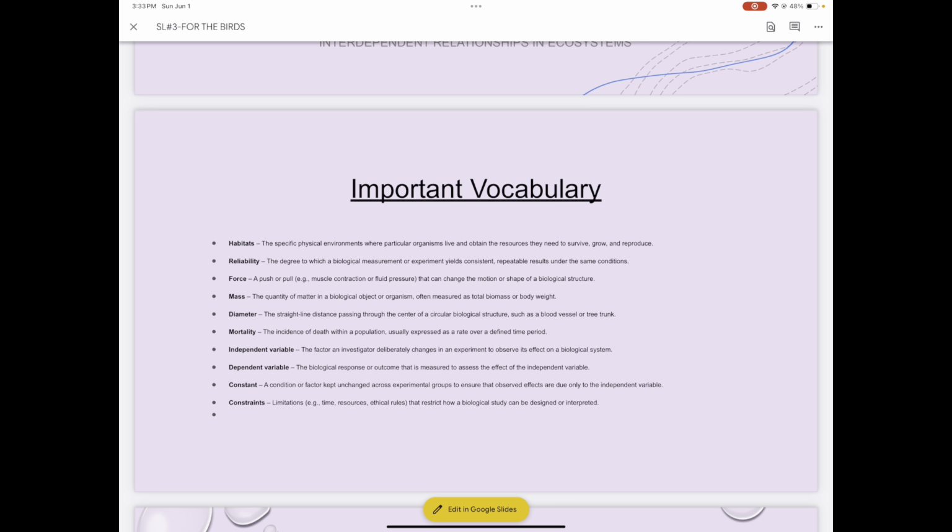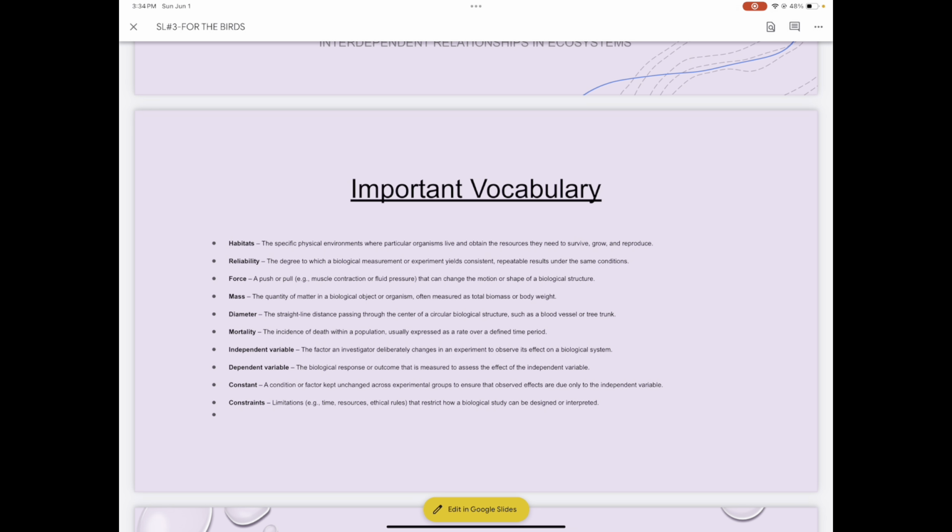Reliability. In bio, reliability is the degree to which a biological measurement or experiment yields consistent, repeatable results under the same conditions. Having an experiment that is reliable is important because it makes your data valid, right? You want your experiment to be valid, and so you have to have reliable data, reliable measurements. Force. Force is a push or a pull, right? Something like a muscle contraction or fluid pressure that changes the motion or shape of a biological structure. Force is important in this investigation because we are going to be using force and taking note of a physical change, right? We're going to get to that in just a few minutes.